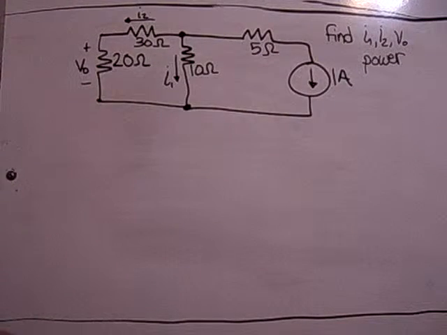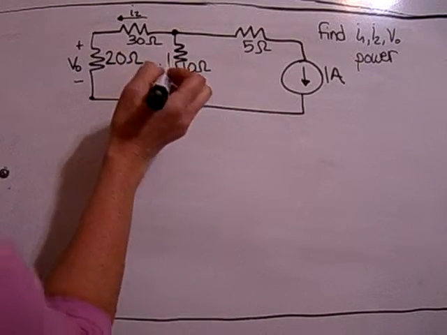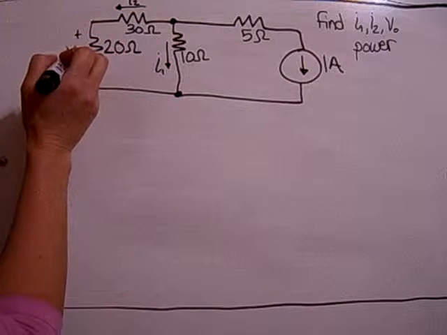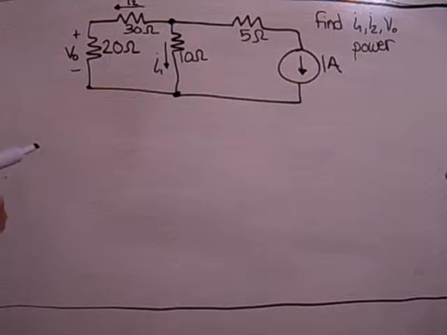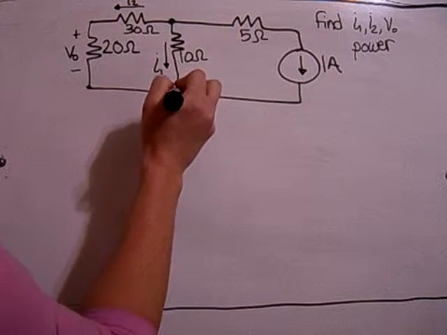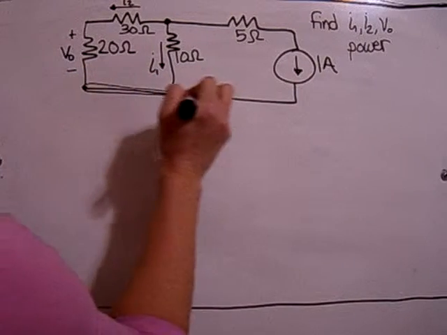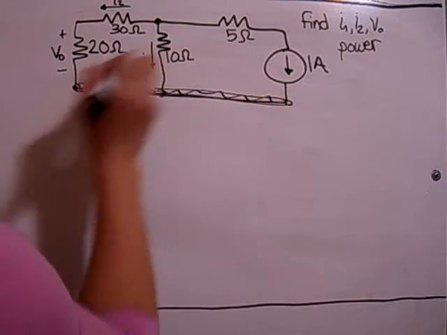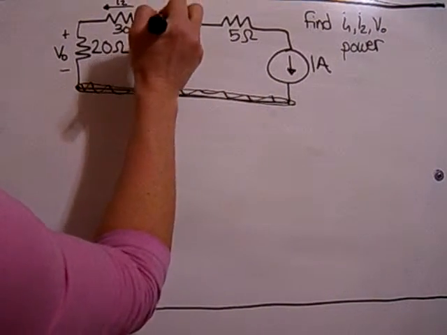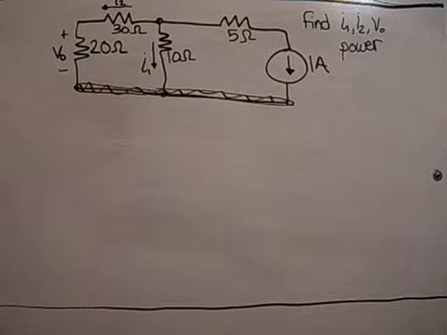In this problem, I1 needs to be found, I2 needs to be found, and V0 needs to be found, and the power through all of the components needs to be found. So again, the first step is to note that this is all one wire, so it's all one node. I'm going to make it dark so I can remember that. And up here I also have a junction, so this is another node.